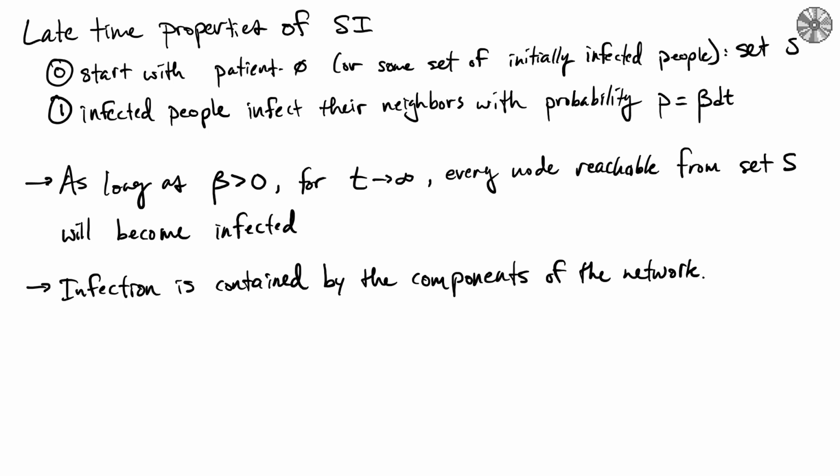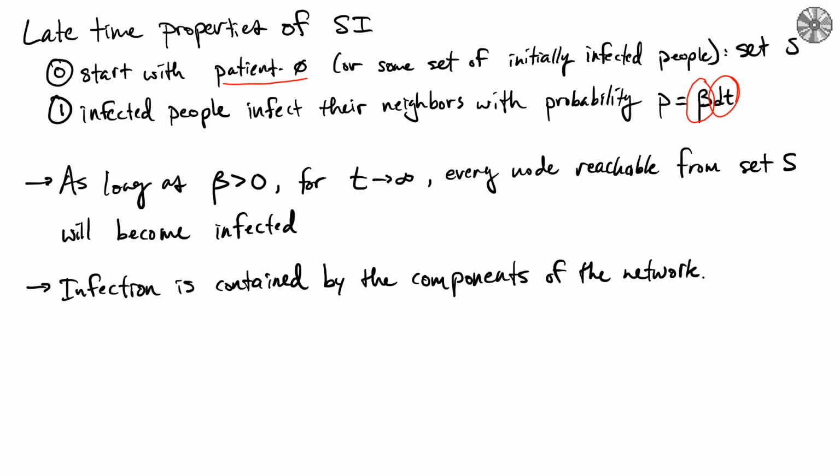So if we look at the SI model, this is a little simplistic, but we're going to start with some patient 0. That means some initial infected person, or possibly a set of people that is infected. And then those people are going to infect their neighbors with some probability. That probability is related to the infection rate multiplied by the amount of time that we're thinking about each step taking. And so it's pretty easy to see that if beta is greater than 0, and if you let time keep going, then these nodes have multiple tries to infect their neighbor.